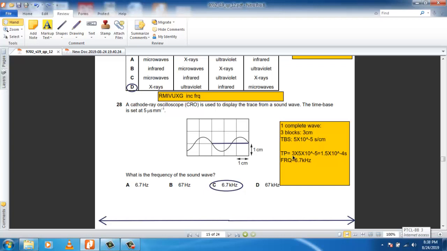So the time period is 3 into 5 into 10 to the power negative 5. So this becomes the time period. Just multiply them. You will get the time period, and take the reciprocal of the time period. You will get the frequency, which is 6.7 kilohertz.